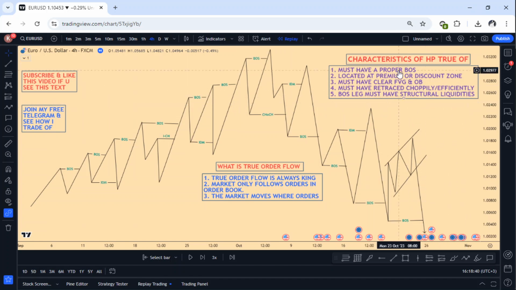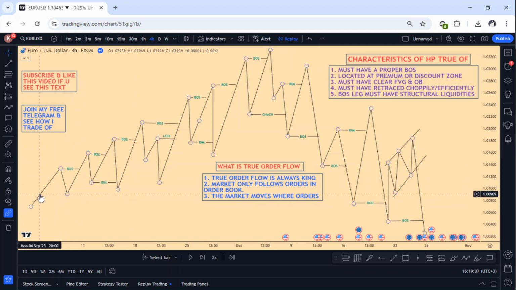If you want to know exactly how proper or high probability or true this particular technique is, just search in the channel here, and you're going to see a proper break of structure, a proper fair value gap, and a valid order block, and so on and so forth, like these liquidities. Now with that said, let's analyze this chart.